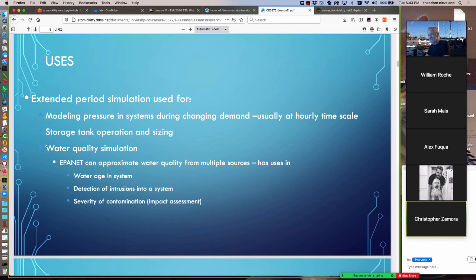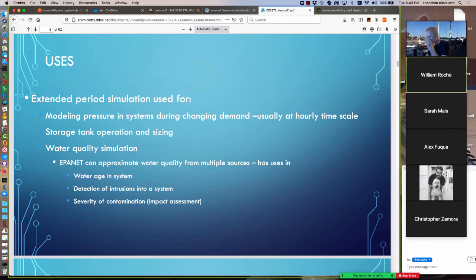And then the last use is for when we have to do water quality simulation. So the program can approximate water quality from multiple sources. By multiple sources, you could have 2 or 3 different reservoirs connected to your network, and you could specify different source water quality in each of them, and it can keep track of how that water quality constituent propagates throughout the system over time. And some of the uses that are employed are to estimate the age of water in the system. That's important for disinfection purposes. We don't want the water at any point in the system to become so old that there's no disinfection byproduct left.